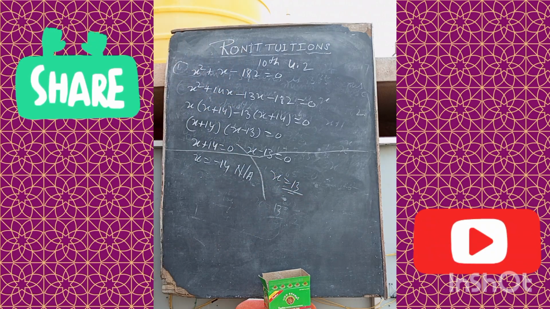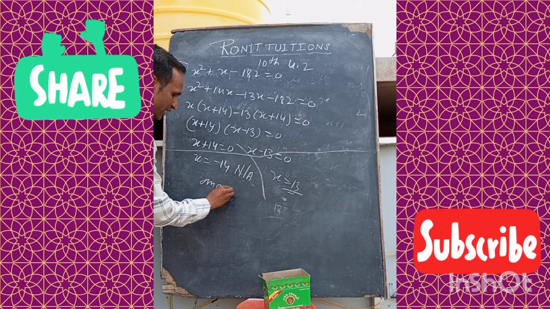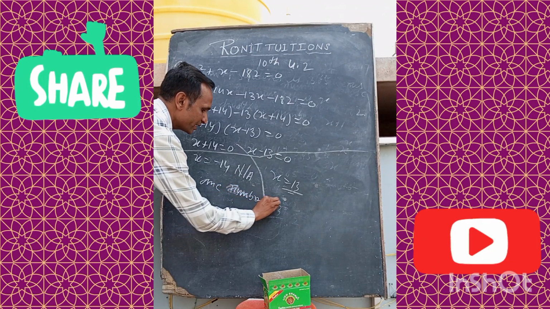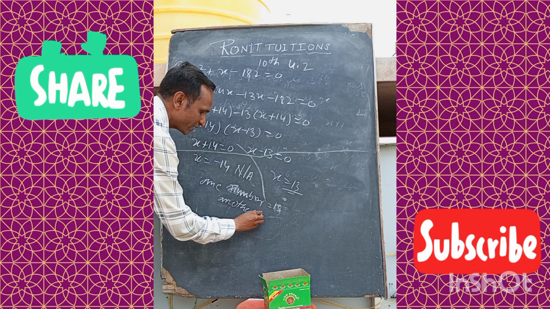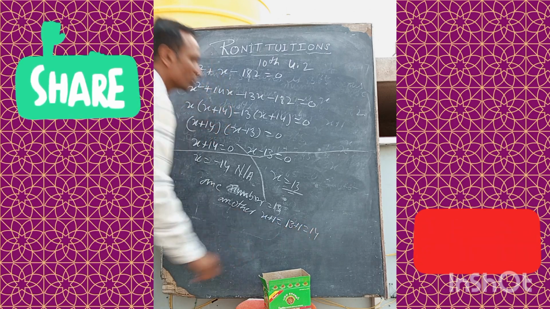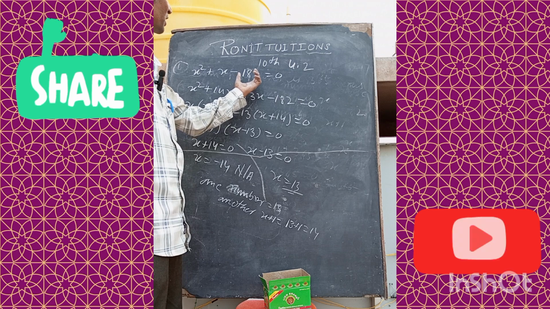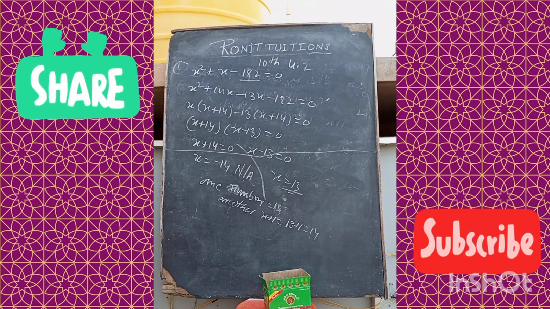So one number is 13. The first number is 13. Then the other number, which we wrote already, is x plus 1, which is 13 plus 1, equal to 14. So the two consecutive numbers whose sum of squares is 365 are 13 and 14.